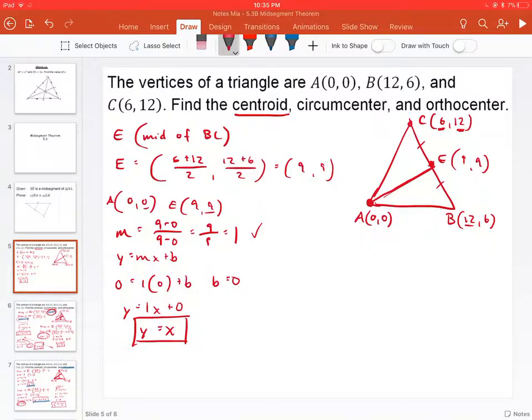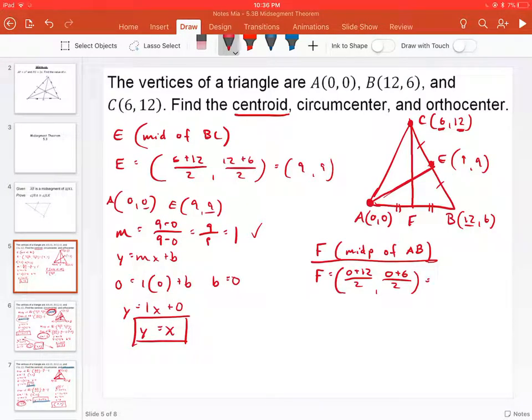So now we can do it for another side. I'm going to come from C, and I'm going to go to the midpoint of A, B. So we'll call that point F at the midpoint, and to find F, so F, midpoint of AB, F is going to be 0 plus 12 divided by 2, 0 plus 6 divided by 2, which should give us 6, 3.